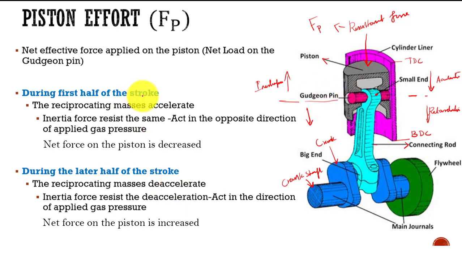So what would happen during the first half of the stroke? And what is going to happen during the later half of the stroke? Here it accelerates from TDC to this center point, and this is the later half of the stroke. The entire thing we call one stroke, with a first part and a second part. It accelerates here, and here it decelerates, that is retardation. So the inertia force gets reversed, and the reversed inertia force helps the motion, because it is along the direction of the applied gas force. Fine.